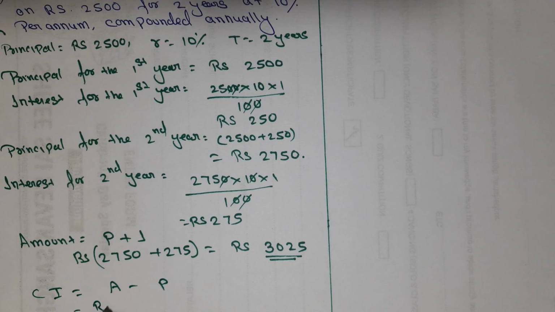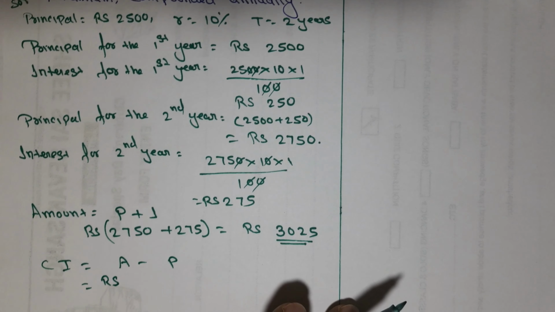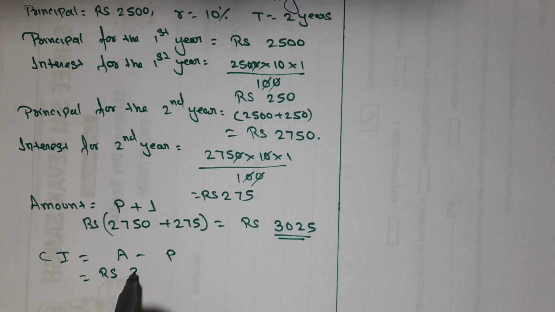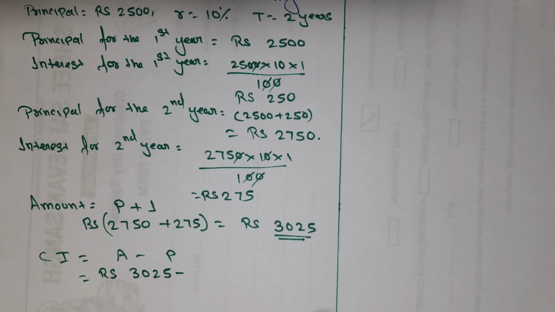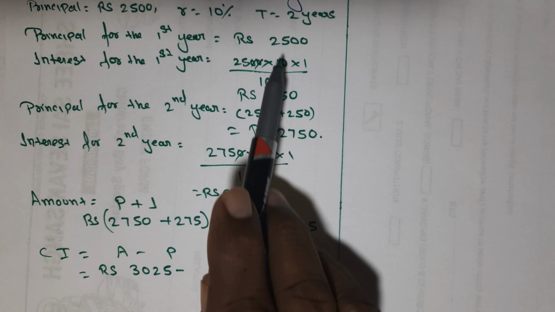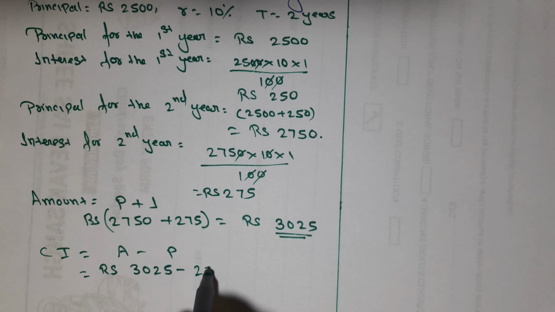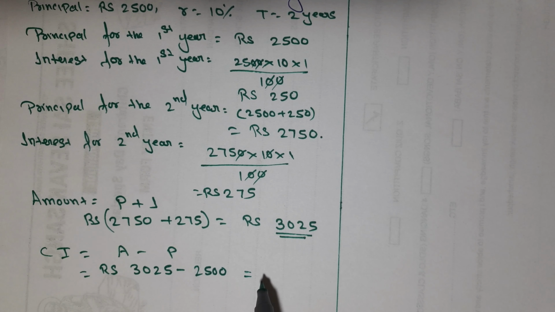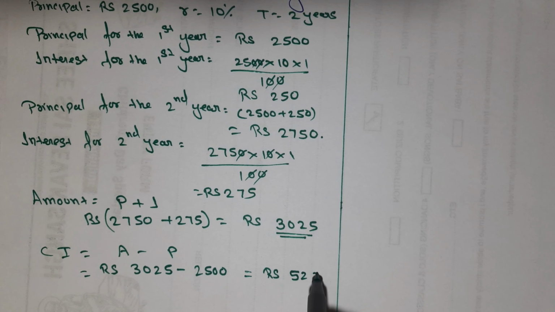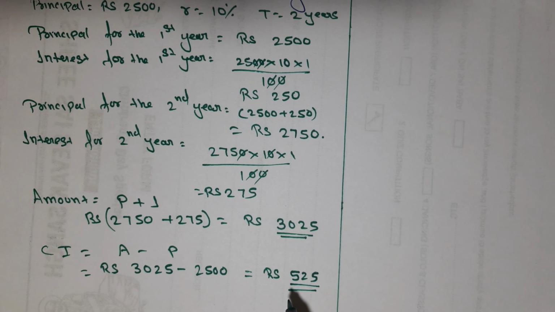Amount, how much we got? Rupees 3025, minus principal amount. How much is the principal amount? 2500. If you subtract this, how much will you get? You will get rupees 525. That's all. This is the final answer. So we got the amount and we got the interest also. Find out. So finish.